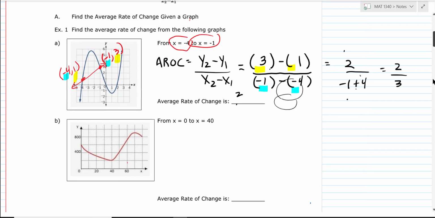What did I get last time? I guess I got something different because I didn't do that point right. I didn't even catch that. That's okay.